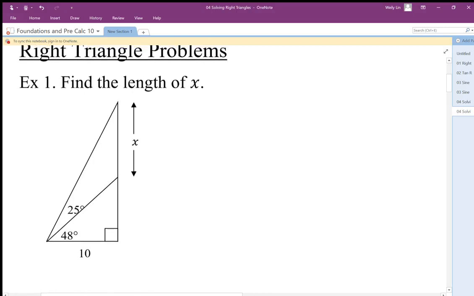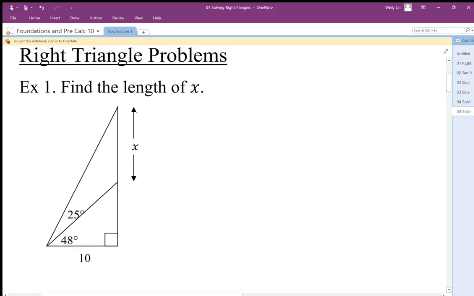So we need to come up with a strategy. How do we find this section here, right? This section right there. Well, what would be ideal is if we could find this length, and if we can figure out the length of the whole side, then we can find the difference, which would then be the value of x.